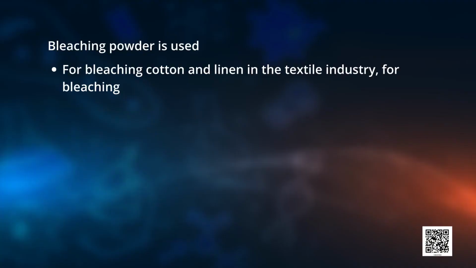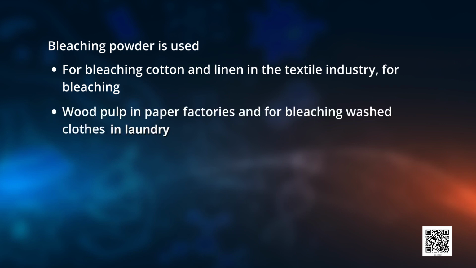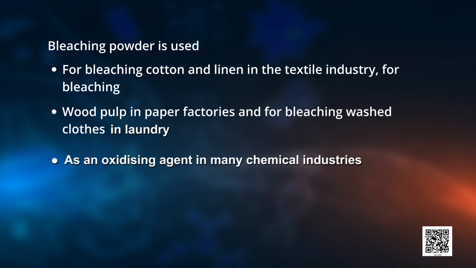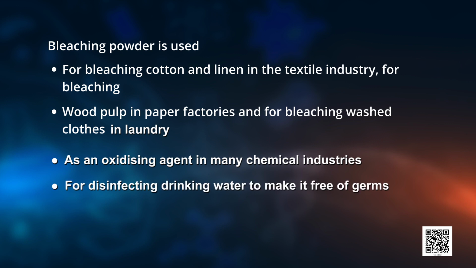The bleaching powder has got various uses besides decolorizing. It is used for bleaching of cotton and linen in the textile industry. It is used for bleaching of wood pulp in the paper factories and for bleaching of washed clothes in the laundry. It is also used as an oxidizing agent in many chemical industries and also as a disinfectant for drinking water to make it germ free.